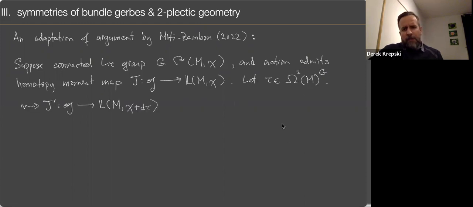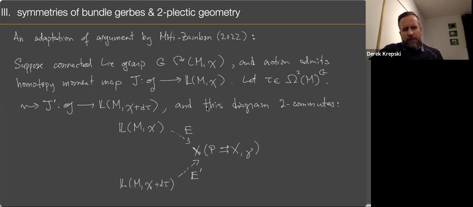If you now take your invariant two-form tau, and you shift the two-plectic form, or the three-form, by this exact d tau, then it's not too hard to cook up a new moment map for this new three-form. You've changed the three-form, so what it means to be Hamiltonian as a vector field changes, but you know how much it changes by, so you can adjust the moment map and get a new one. And so it turns out this diagram commutes.